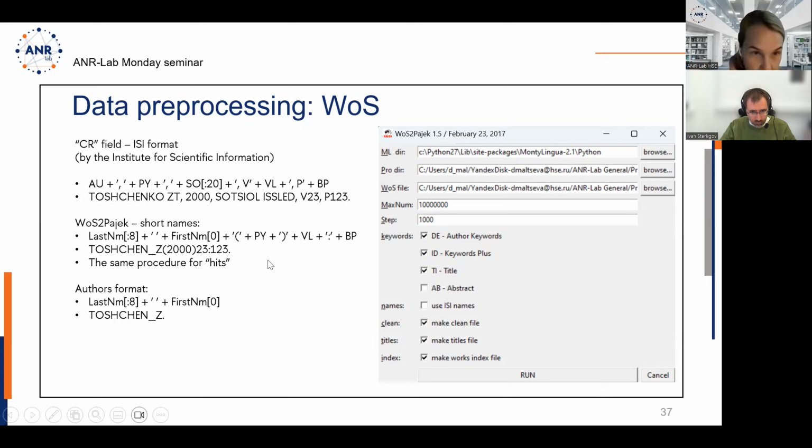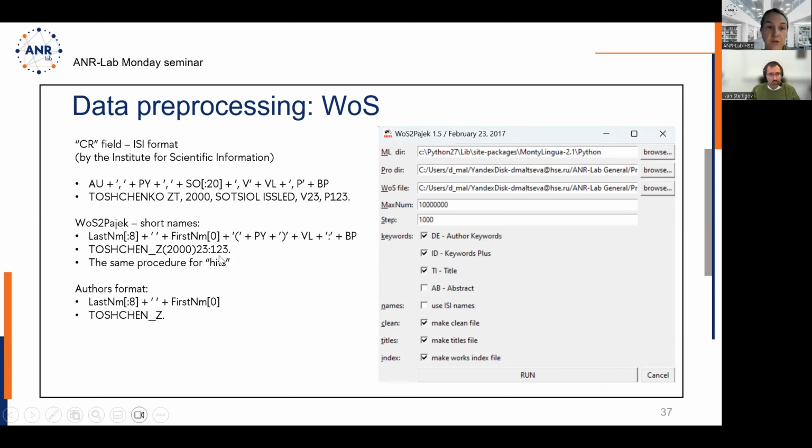But WOS proposed a kind of better version, so-called short names, because sometimes here we can have some problems, something can be missed. So that's why another type of short names is proposed. We just write 8 letters of the surname, then the first letter of the name, and then in brackets we put the year when the publication was out, and then also volume and page. So this is the same, would be written in this way.